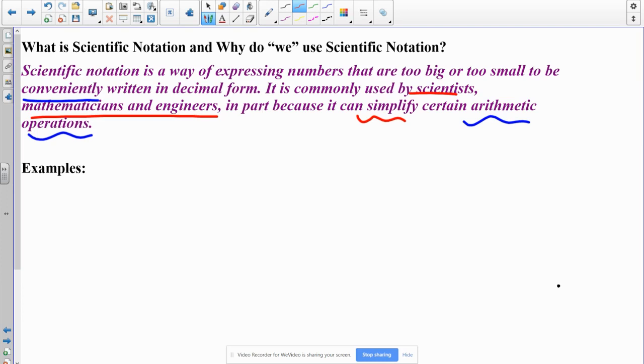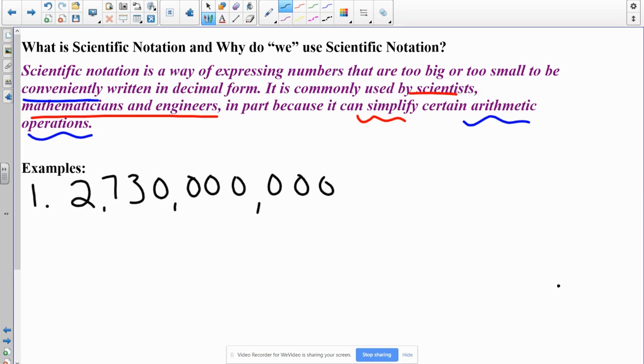professions out there. So for our first example, we're going to look at this number: 2,730,000,000. Okay, so if we're looking at this number, first of all, if we were going to read this number, it's 2,730,000,000. Money I would love to have, but it's quite a big number. And if we're going to use it with our math operations, it might be hard to keep track of the zeros and the place values. So what we're going to do is change this into scientific notation.